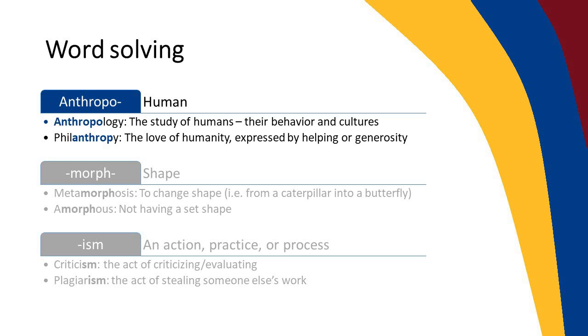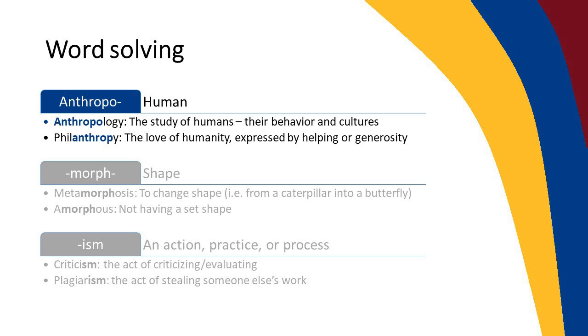Let's start with anthropo. This is a root word that means human. You'll find it in words like anthropology, which means the study of humans, and philanthropy, which means the love of humanity, usually in the context of giving generously to charities. So anthropo lets us know that anthropomorphism has something to do with humans.